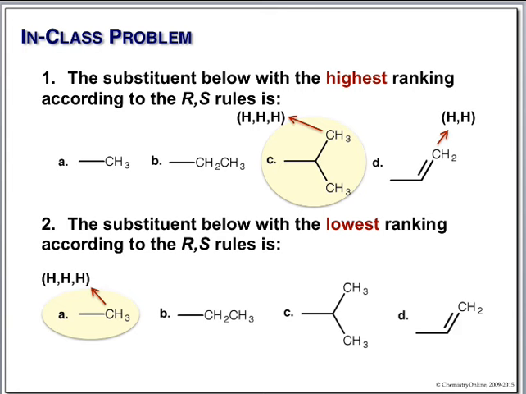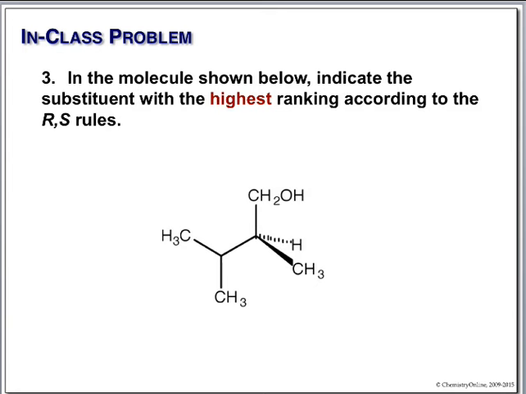All right, let's look at this in a real molecule. Oh, I guess not. Let's just do this one then. In the molecule shown below, indicate the substituent with the highest ranking. So here's our chiral center, right? We have a hydrogen. That's atomic number one. So that's going to be our lowest priority. And I put it pointing back. That was nice of me. Look at this and decide which of these is going to be the highest priority.